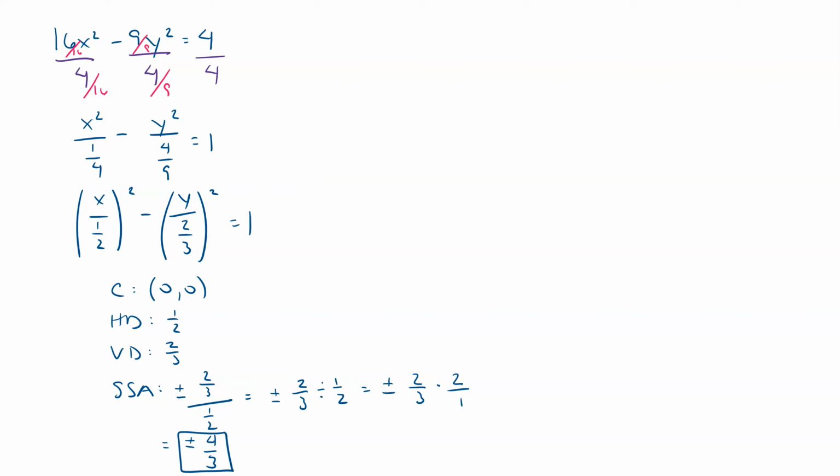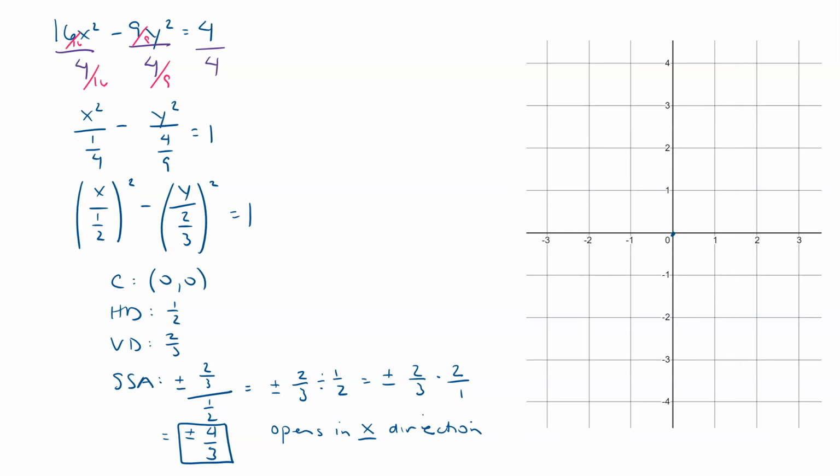Finally, we know that this hyperbola will open in the x direction. So now I sketch a center of 0, 0. My slant asymptotes are up 4 over 3, put a point there, down 4 over 3, put a point there, then up 4 over 3, put a point there, down 4 over 3, and again.